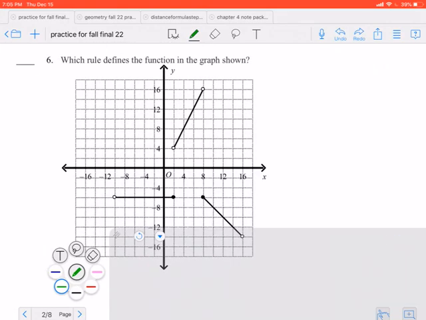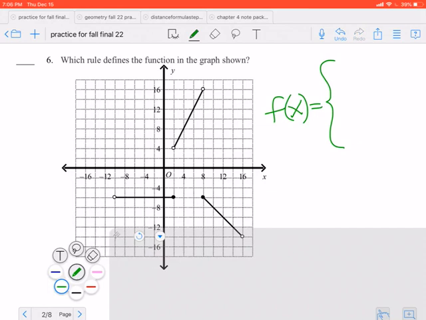Which rule defines the function in the graph shown? We've got a piecewise function. So y or f of x is equal to, and there's 3 of them. So we've got to say each one of them. And for piecewise functions, they say the equation of that line segment and the domain that it's in.